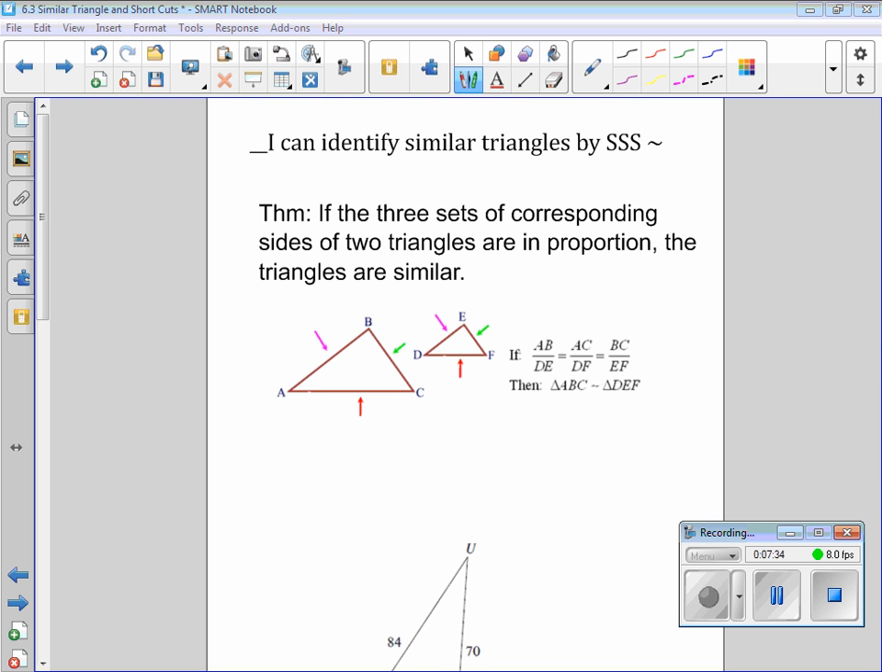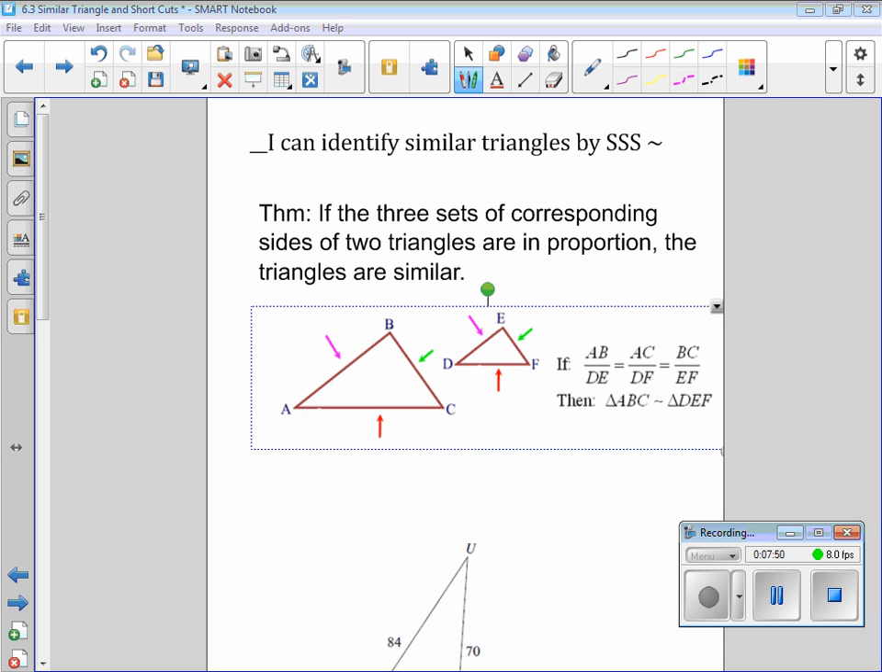All right. We have another shortcut here. I can identify similar triangles by side, side, side similarity. If three sets of corresponding sides of two triangles are proportionate, then the triangles are similar. We don't even need to know the angles, right? So if I take a look at this, I'll see that if I take AB, which has a purple arrow pointing to it, and it's related to DE and so on, and these three fractions all equal the same thing, then the triangles are similar. Okay, and then we just write a similarity statement.